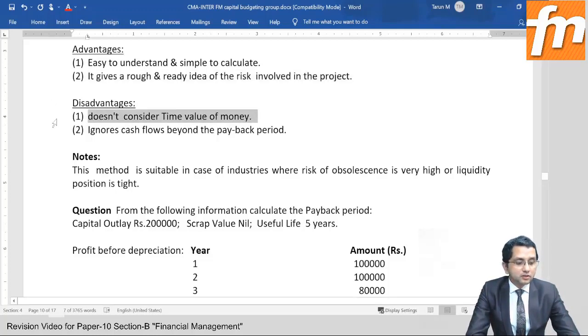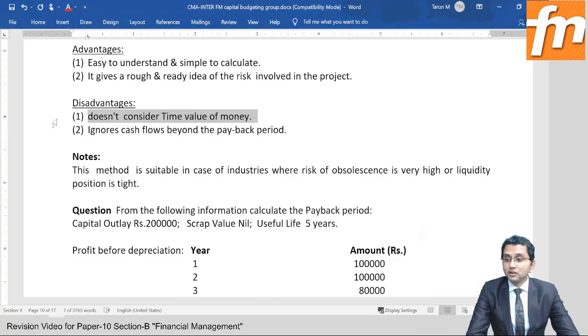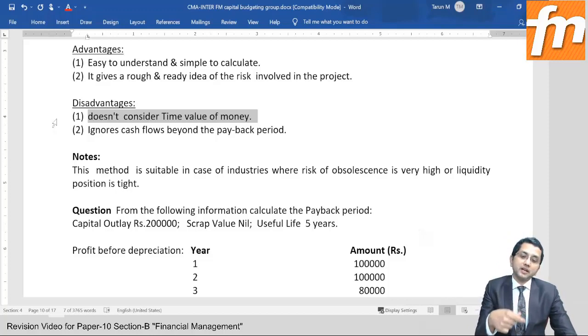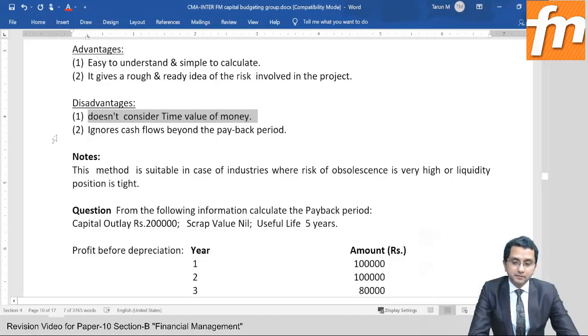There are disadvantages also of this method. Number one, it does not consider time value of money. Payback period method does not consider time value of money. You are simply adding first year, second year, third year, fourth year's cash flow. You are giving it equal importance. The solution to this problem is given in discounted payback period.